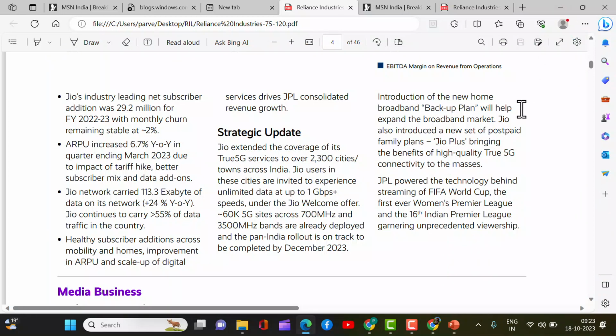Okay, this we have already done. Second. ARPU increased 6.7% year-on-year in the quarter ending March 2023 due to the impact of tariff hike, better subscriber base, and data add-ons. Okay, ARPU is called ARPU. ARPU means average revenue per user. Which has increased by 6.7%.